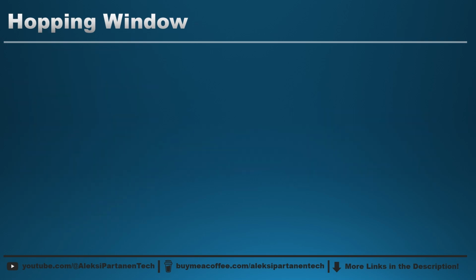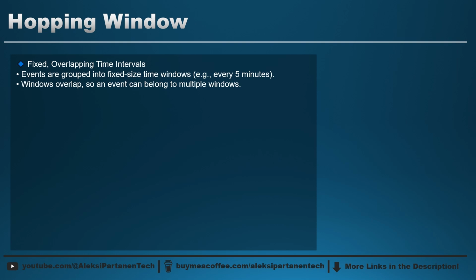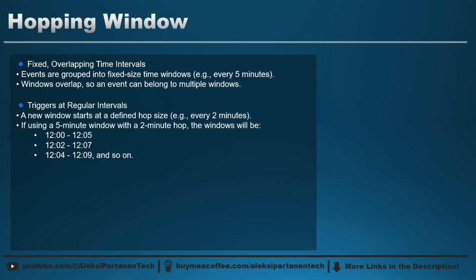Next, let's cover the brother of tumbling window, hopping window. Like tumbling window, this window also uses fixed time intervals, but the major difference compared to tumbling window is that these windows can overlap, and events can belong to multiple different windows. Like tumbling window, this window is also triggered at regular intervals, but for this window we have to configure the duration and the hop size. Hop size decides how long it takes for another window to start after the previous one has started.